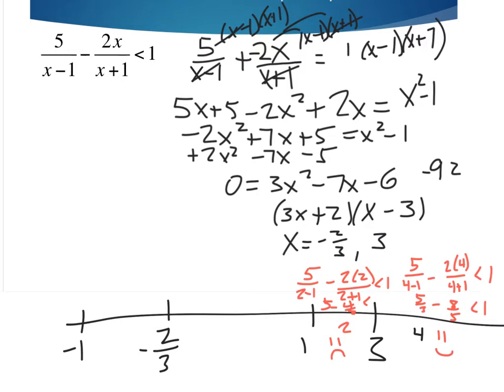All right, let's try another point. Let's try the test point 0. Well, I'm going to go ahead and plug that in. And I get negative 5 minus 0 is less than 1. So negative 5 is less than 1. So that works out. Okay.